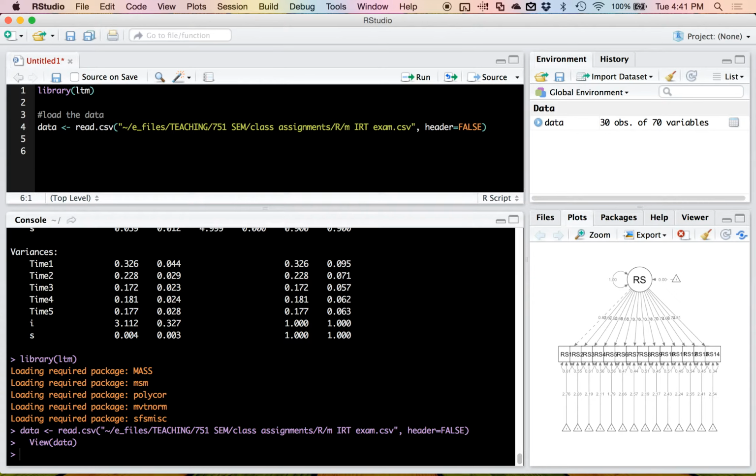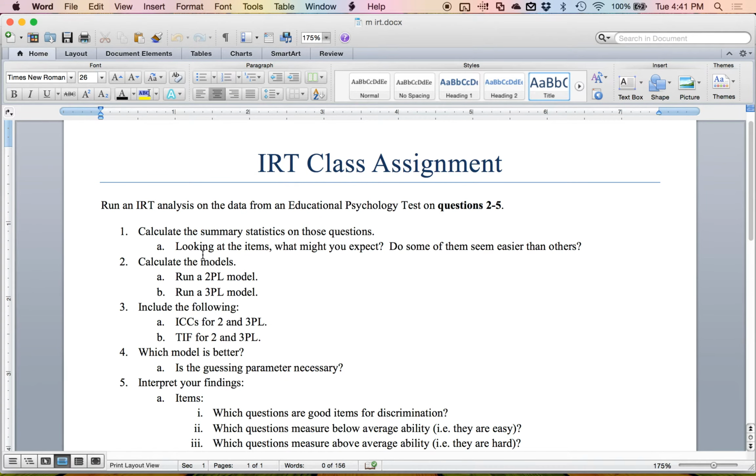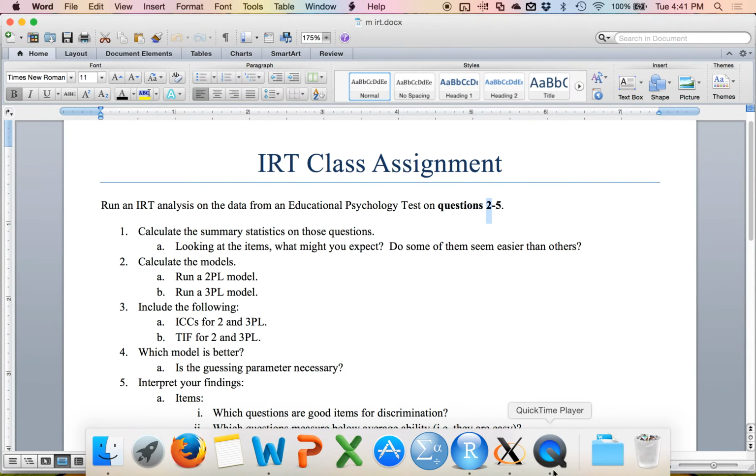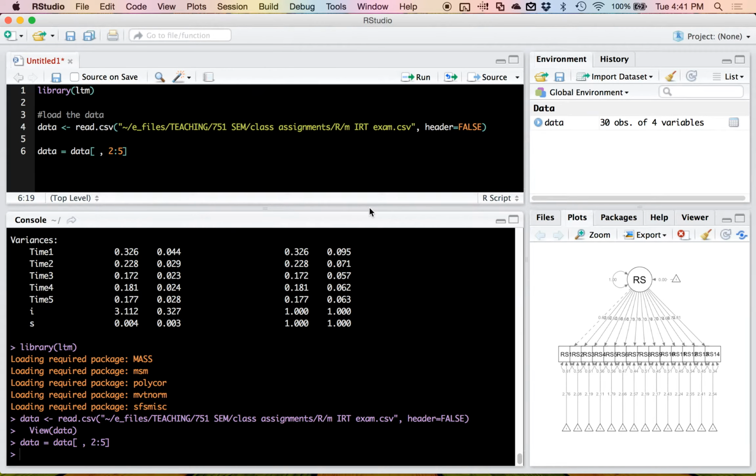Right? So I am going to try running this as a 2PL and a 3PL. Come back to what that means here in a second. But the first thing I suggested doing is calculating those summary statistics. So let's just pick out columns 2 through 5 and then look at some of these summaries. So the first thing I want to do is drop everything else. So I'm going to get all rows and then give me columns just 2 through 5. And that seriously reduces my data set down. So I have 4 questions and we're going to examine those 4 questions.